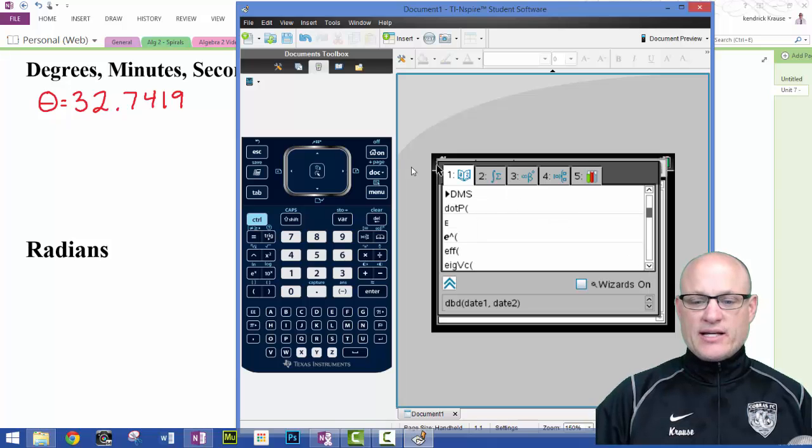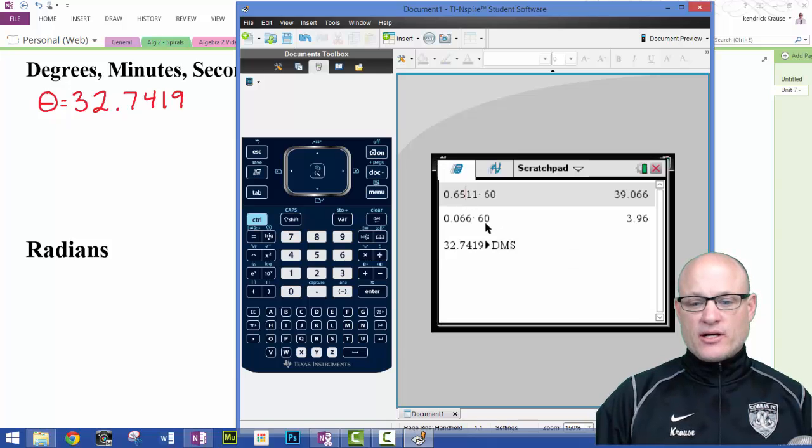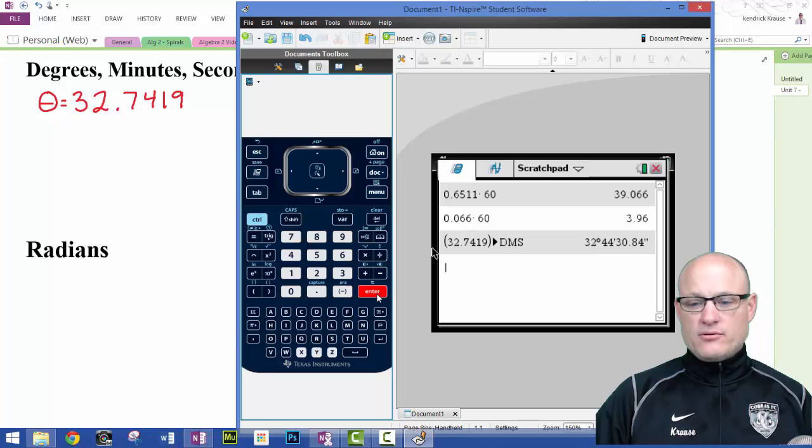All right, so now anytime you have an arrow before you, basically what that says is take the previous calculation or the calculation the person has typed in and do this to it, whatever this is. In this case, we're going to DMS it, degrees, minutes, and seconds. We're going to convert it to DMS. So now in your calculator, you see the arrow, and you're going to DMS it, and when you press enter, you get 32 degrees, 44 minutes.